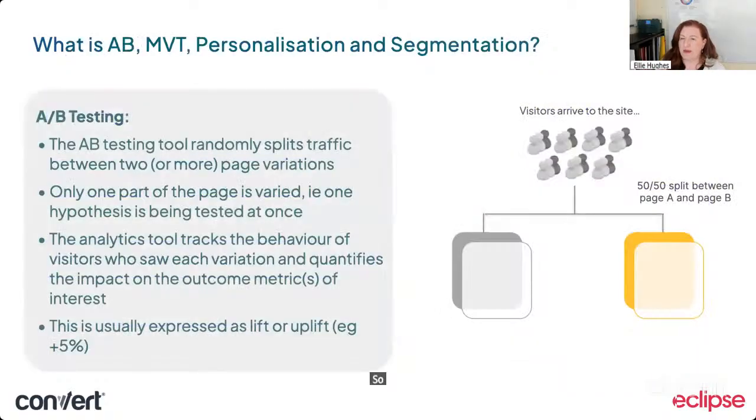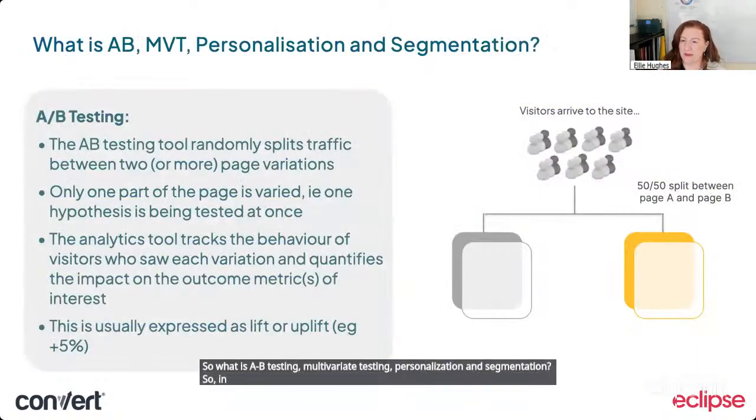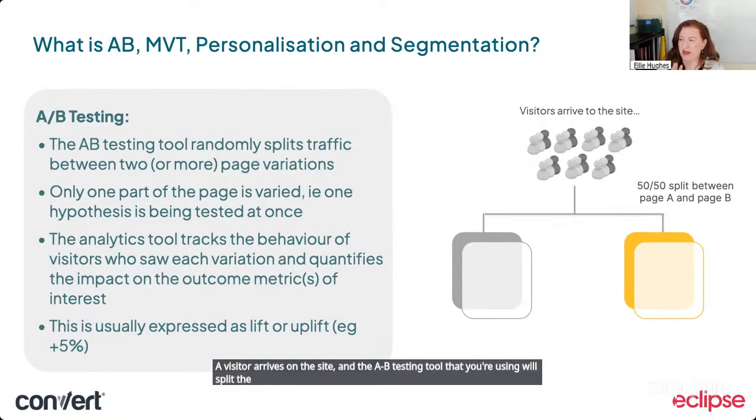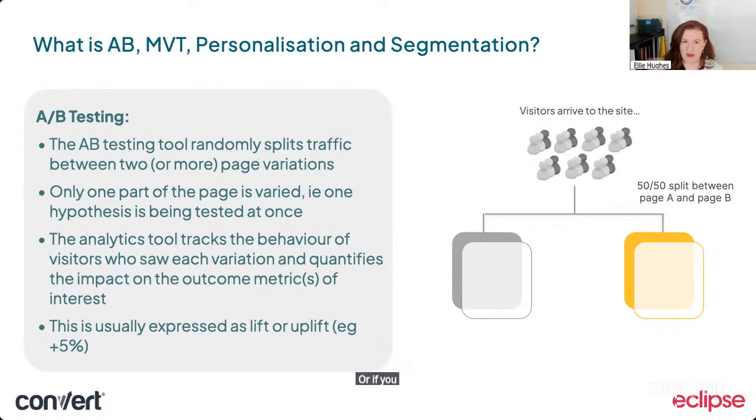So what is A/B testing, multivariate testing, personalization, and segmentation? In classic A/B testing, a visitor arrives on the site, and the A/B testing tool that you're using will split the traffic 50-50 between A and B, or if you've got an ABC, it'll be 33, 33, 33. Only one part of the page is varied.